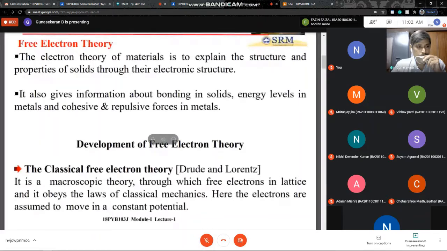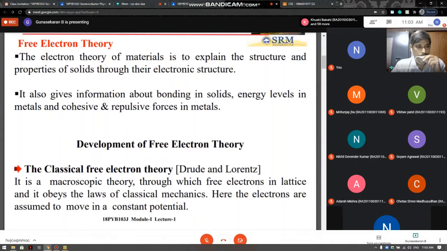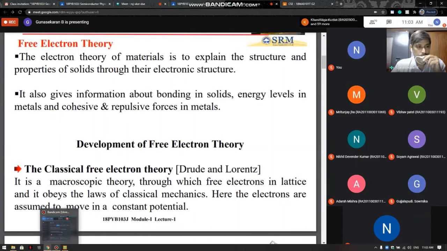The classical free electron theory gives a macroscopic theory. According to this theory, the electrons in the lattice obey the laws of classical mechanics, that is, Newtonian mechanics, and the electrons move in a constant potential. I will explain one by one. What is the meaning of constant here, as opposed to periodic? You will understand in the next classes. Why do we choose a constant potential or a periodic potential? This is the first step.